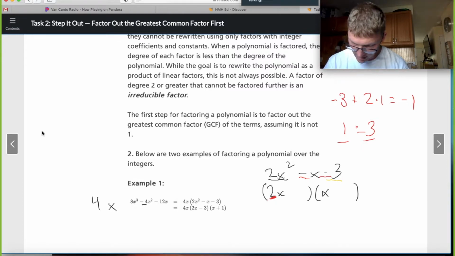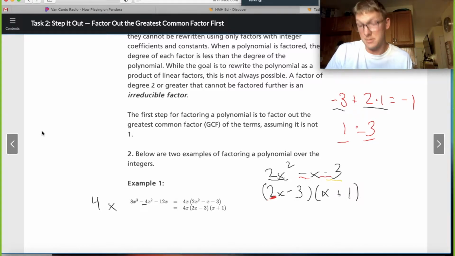So that means that since the 1 is going to be multiplied by the 2 from up here, the 1 goes over here. We need the 3 to be negative, so we're going to put minus 3 here, and that's going to be our plus.